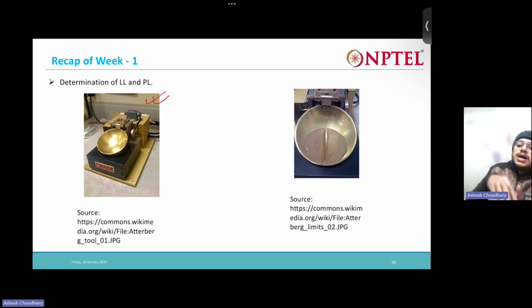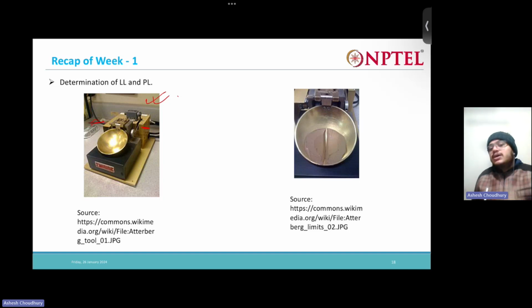After we spread it on the cup, there is a handle at the side. When we turn that handle, what happens? This cup keeps hitting the base, tuck tuck tuck. It will keep on hitting the base. Like this we need to give 25 number of blows.